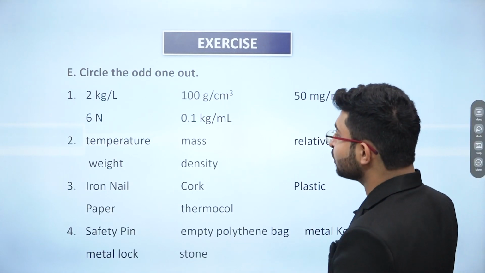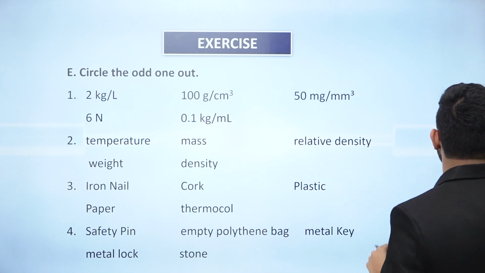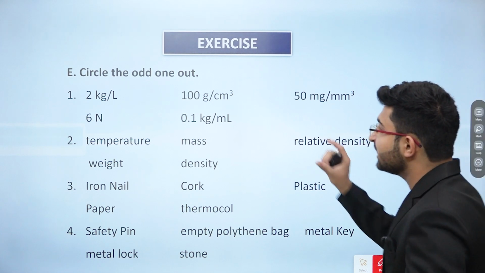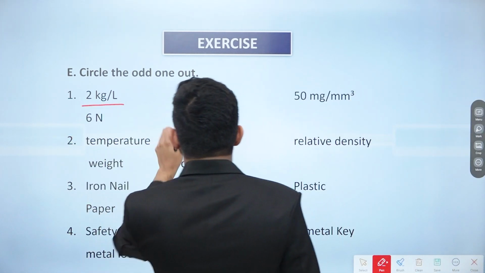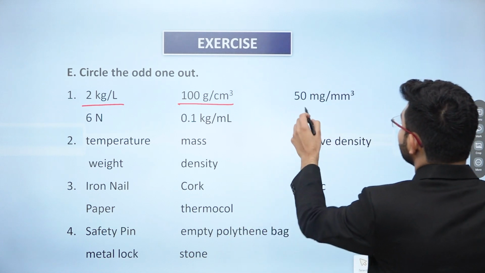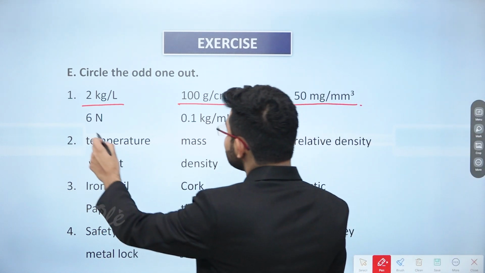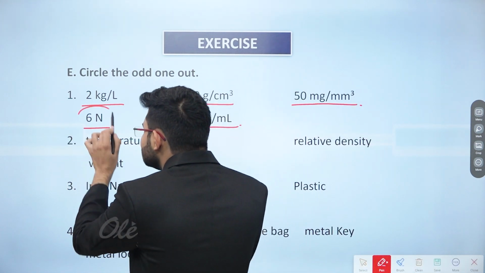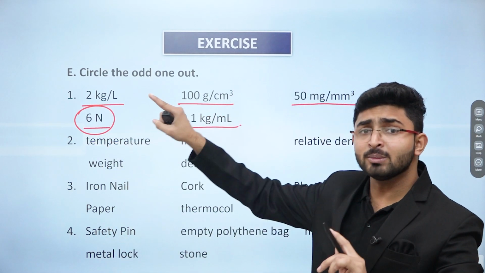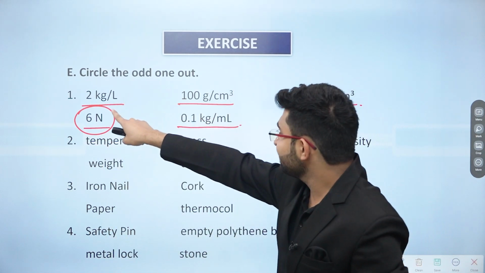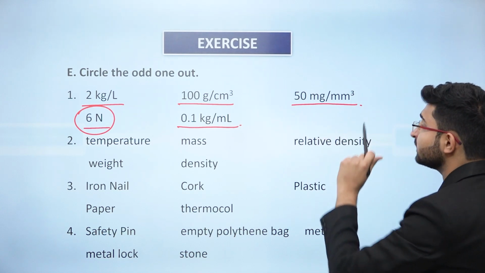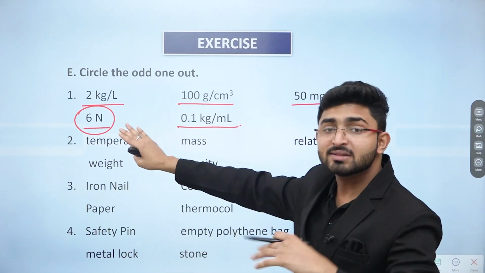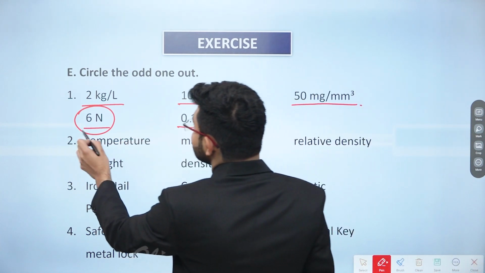Now moving ahead, we have the last question which says circle the odd one out. Here are some words or terms given. You have to circle the odd one out. In the very first part, we have 2 kg per liter, 100 gram per centimeter cube, 50 mg per millimeter cube, 6 Newton and 0.1 kg per ml. Now, if we are talking about 6 Newton, the unit is different from every other one, because kg per liter, gram per centimeter cube, mg per millimeter cube and kg per milliliter are all units of density, but Newton is the unit of force, and that's why this will be the odd one out.